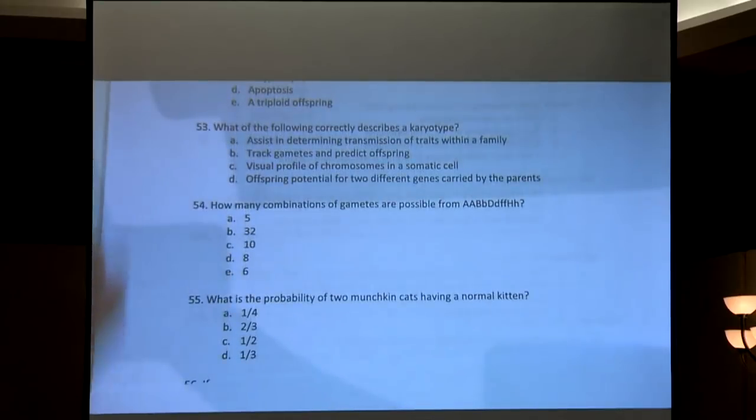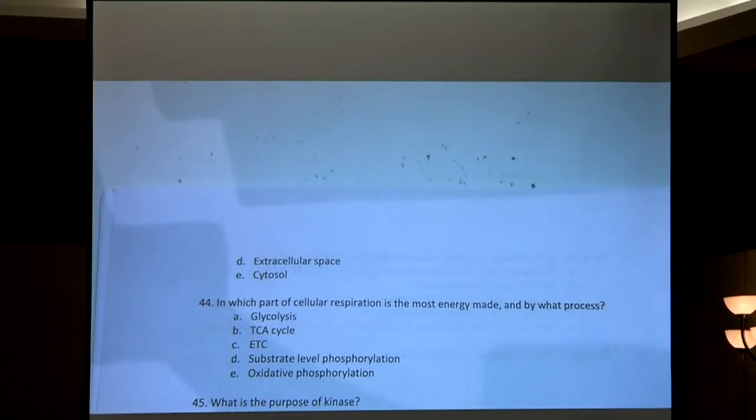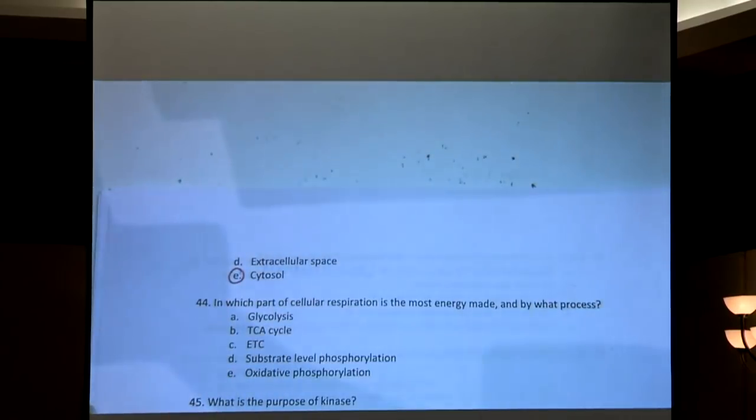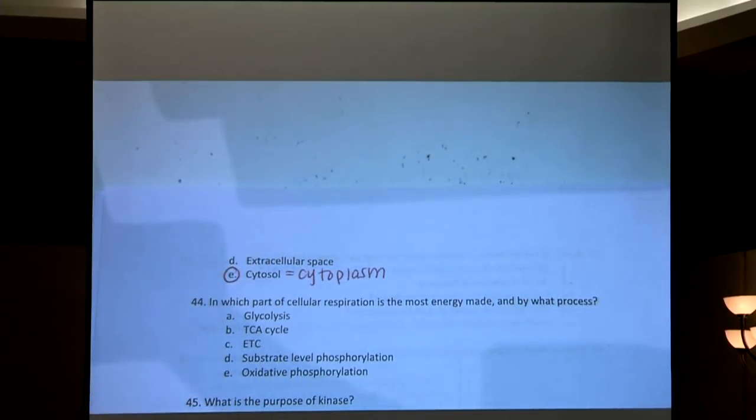And then how about the extracellular space? Is that where glycolysis takes place? No. How about the cytosol? Good. So our cytosol is where glycolysis takes place. What is another way to refer to the cytosol? Good. So this is also our cytoplasm. So she has either option. Either one would be correct.